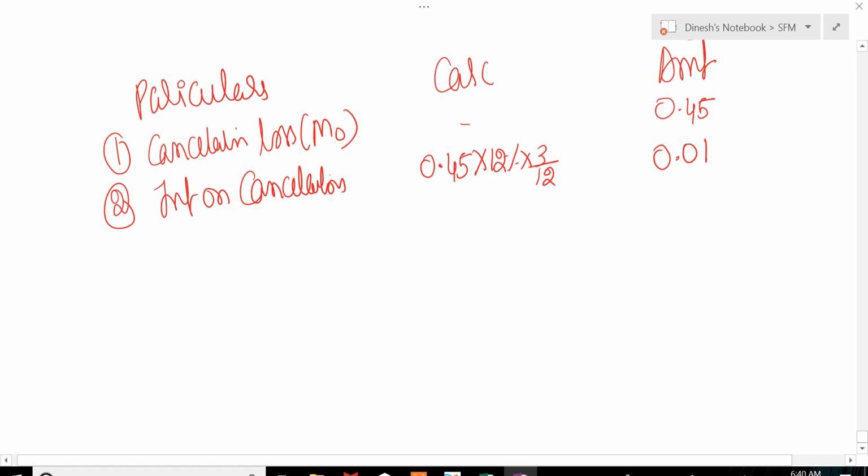Interest on cancellation. I have to pay this interest on cancellation of 0.01. Any doubts on this? What will be the third item of outflow? All these are outflow. There is no inflow in this option. What is the third outflow?